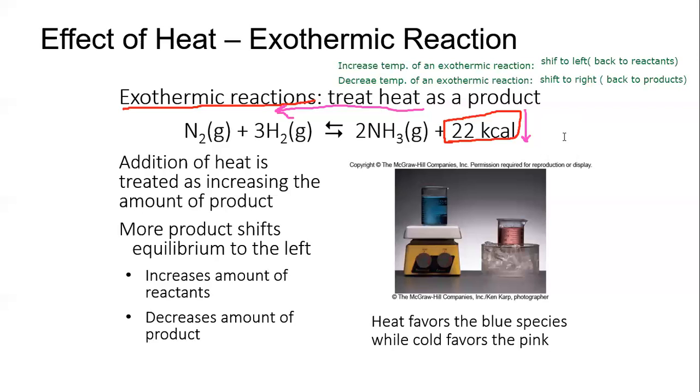Whereas if you kept the Jello out on the countertop, it would take a very long time to solidify. So again, this is for exothermic reactions. We want to make sure that we remember exothermic heat is a product. If we increase the temperature, it's going to shift to the left. If we decrease the temperature, it's going to shift to the right.